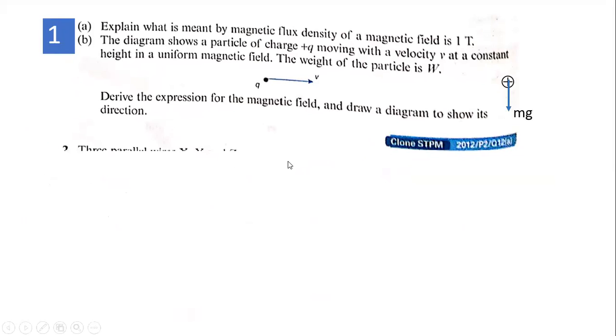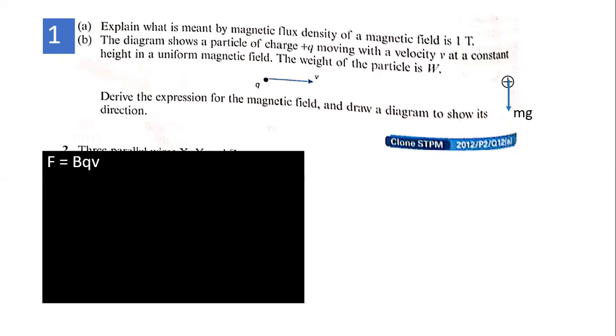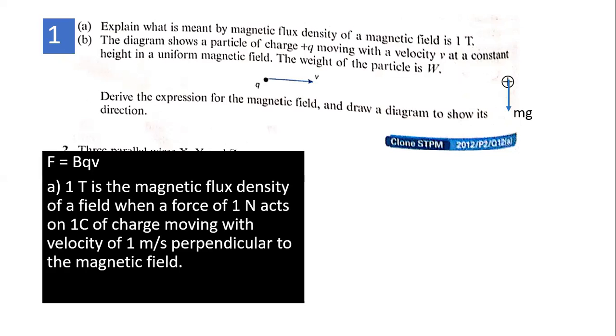Explain what is meant by magnetic flux density of 1 Tesla. The magnetic flux density is 1 T when the magnetic force on a charge of 1 C moving with a velocity of 1 m/s at right angles to the magnetic field is 1 Newton. Basically, we are just using this formula. 1 Tesla is the magnetic flux density of a magnetic field when a force of 1 Newton acts on 1 Coulomb of charge moving with a velocity of 1 meter per second perpendicular to the magnetic field.